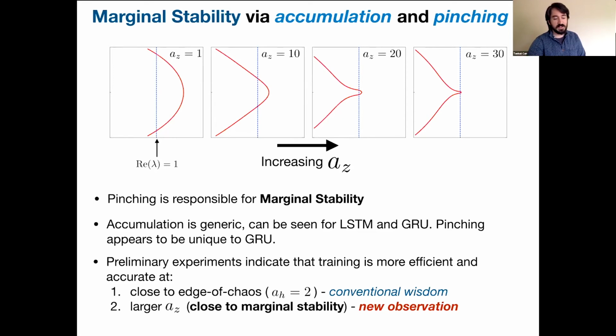And this result suggests a novel initialization scheme in which the dynamics is poised both at the edge of chaos, which is sort of conventional wisdom and implemented quite often, and in addition to that, close to marginal stability.